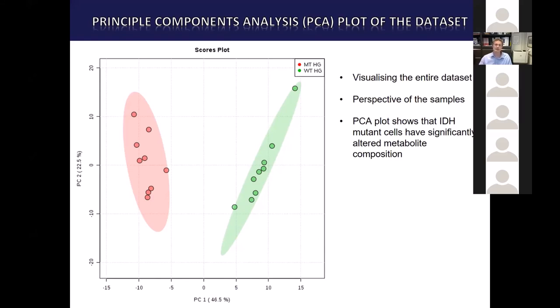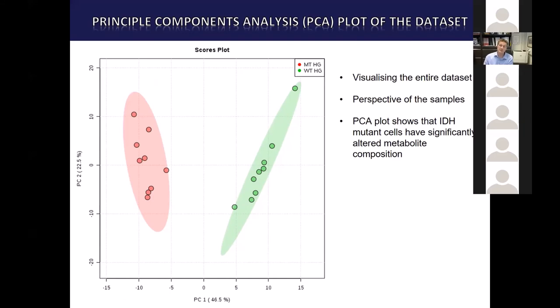So if you've got two experimental groups that are biologically different, a PCA plot is capturing that. Each of these circles represents a sample from the experimental group. And in this case, red is the mutant and green is the wild type. And these are IDH mutant and wild type cells.